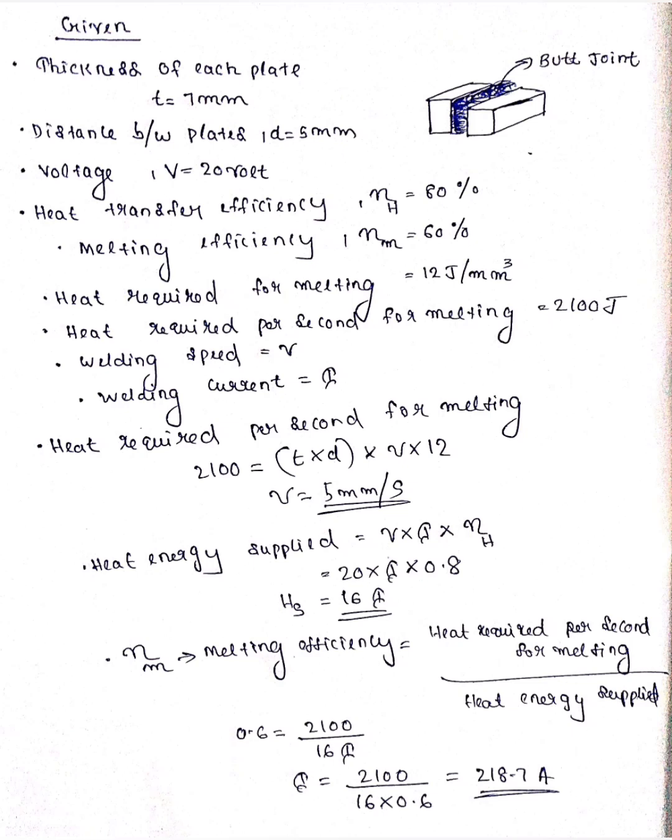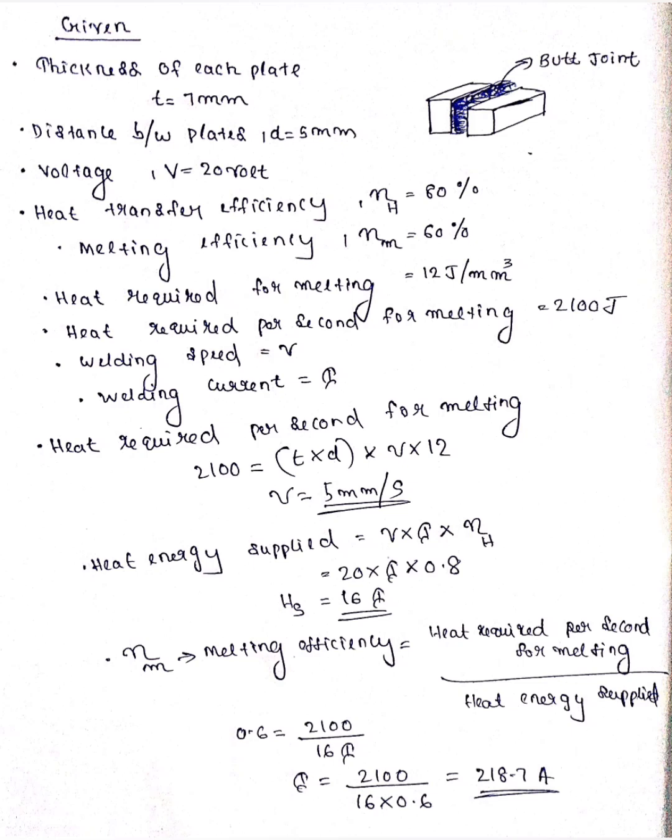The supply voltage is 20 volt. And also the given conditions are heat transfer efficiency as 80% and melting efficiency as 60%. Then the heat required per unit volume is 12 joule per mm cube, and the heat required per second for melting is 2100 joule. Assume the welding speed to be V and welding current to be I.